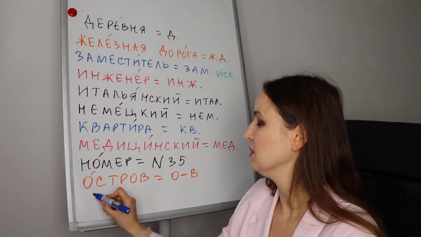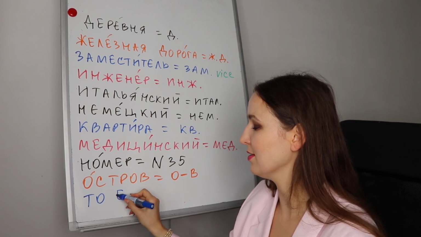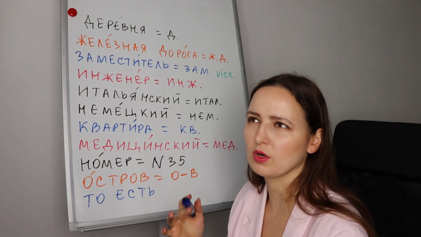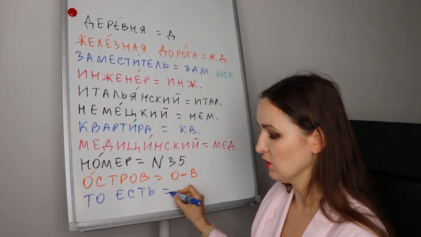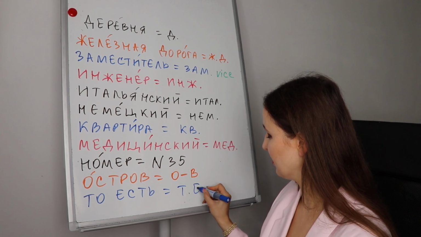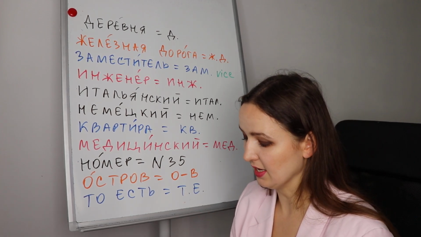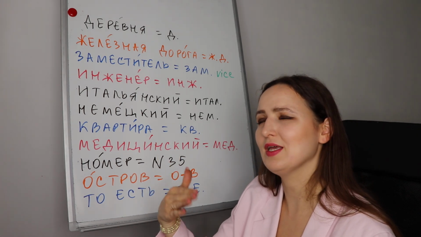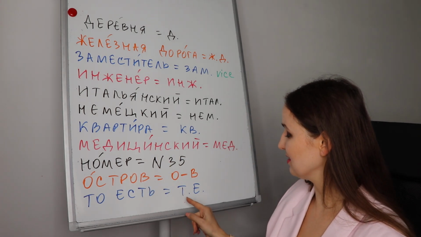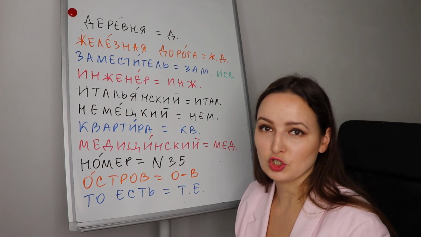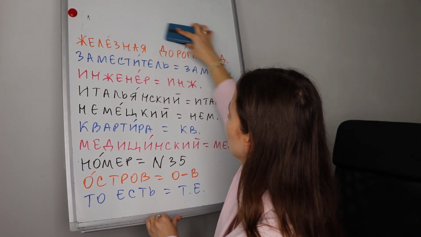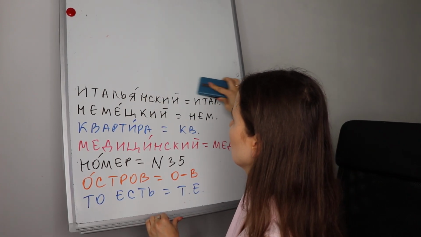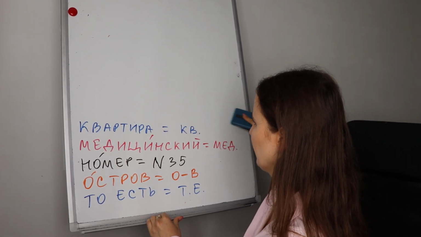Остров. Let's continue with то есть. То есть means in another way or namely. То есть, and we abbreviate it as те-е. Те-е. Namely, or I mean, то есть, I mean, or in another way. То есть, те-е. Очень хорошо. Пойдем дальше. A few more words, and we are done. И мы закончим на сегодня.